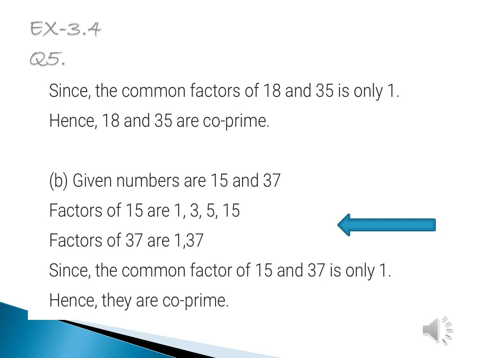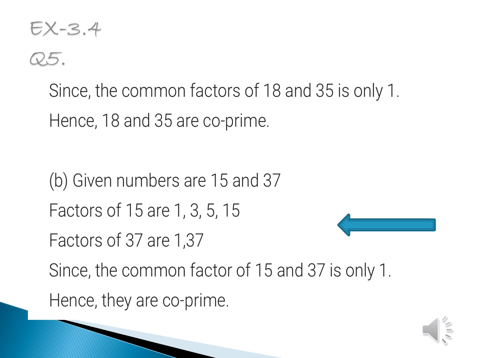Let us try B part also. The given numbers are 15 and 37. Factors of 15 are, all of you know, 1, 3, 5 and 15. And factors of 37 are 1 and 37 because 37 is a prime number, so there are only 2 factors, 1 and the number itself. In this question also we see that only 1 is common in the list of both the numbers. Since the common factor of 15 and 37 is only 1, we can say that they are co-prime numbers.